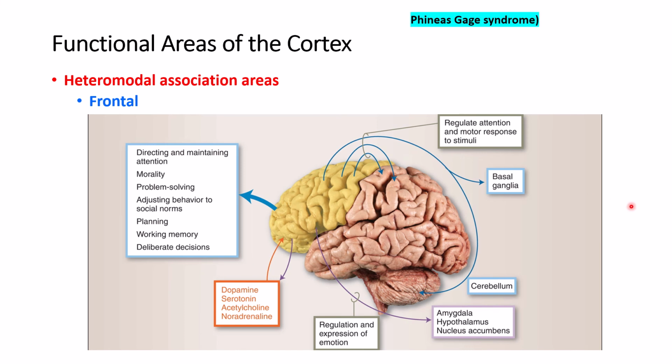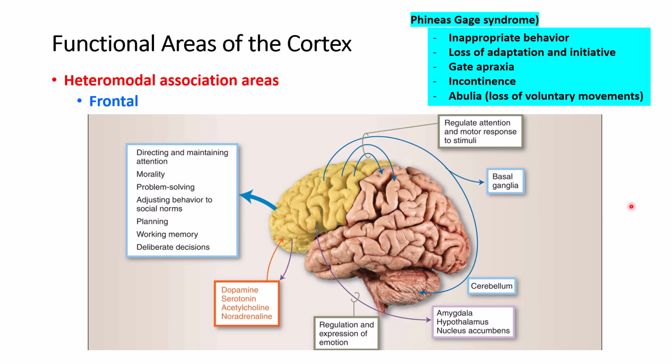With damage to the frontal lobe, the person can get Phineas Gage syndrome. It's not common, but these are the signs and symptoms. Inappropriate behavior, because the frontal lobe is responsible for controlling and suppressing inappropriate behavior. Loss of adaptation and initiative, gait apraxia, so the person has a gait problem, because gait is part of the motor system. Incontinence, part of the motor system. And abulia, loss of voluntary movement, so again part of the motor system. So you can see a lot of motor abnormalities.